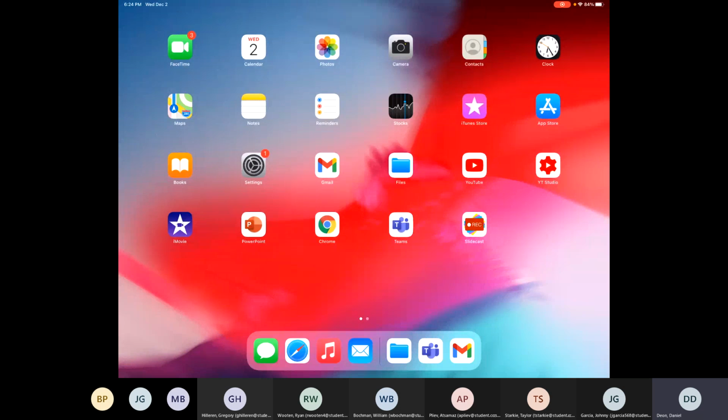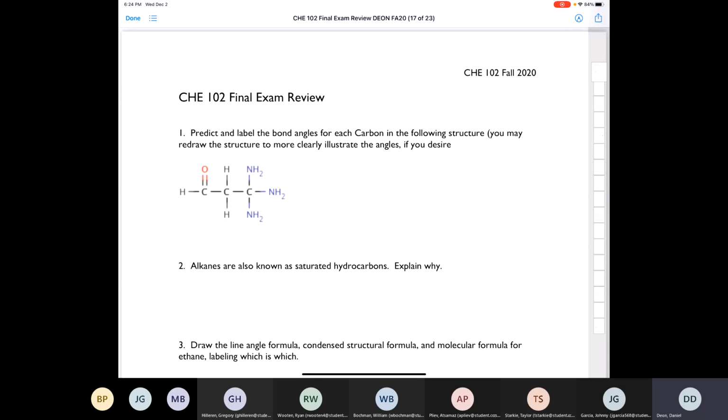Here we go. Chemistry 102 final exam review, fall 2020. Predict and label the bond angles for each carbon in the following structure. You may redraw the structure to more clearly illustrate the angles if you want to. Well, if you look at these three carbons in this molecule, I notice that these two both have 4 bonds, right? 4 single bonds, whereas this carbon has 2 single bonds and a double bond.